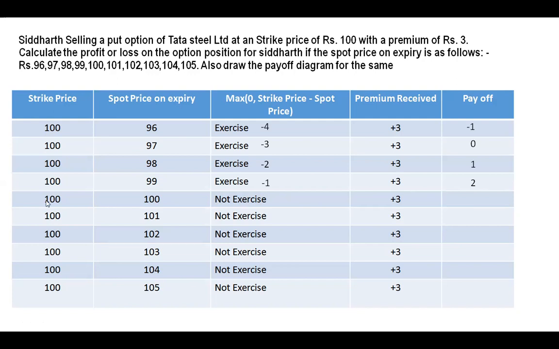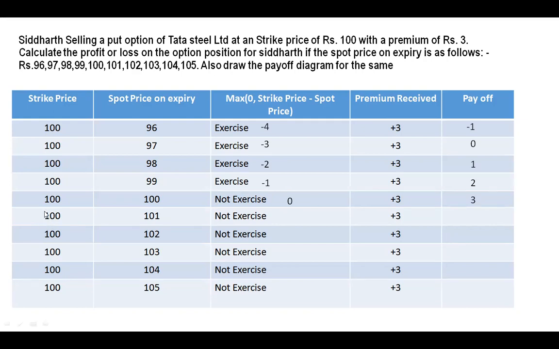Next, if the strike price and the spot price on expiry are the same, in that case, even if you exercise here, you will not get any benefit. 0 you will get. So instead of writing exercise, write not exercise, 0. And the premium received is the profit for the put seller, that is Siddharth.